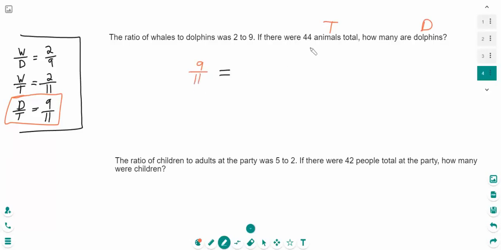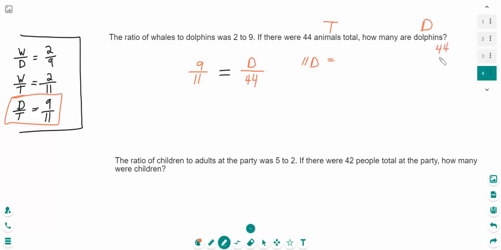Okay, equals, well, what does it equal? We have 44 animals total. That's what they told us. So our total is where? It's on the bottom. So we need to make sure that our total here is also on the bottom. And then on the top, we have our D for dolphins. All right, so now we have 11 times D is going to be 11D. And we have 9 times 44.